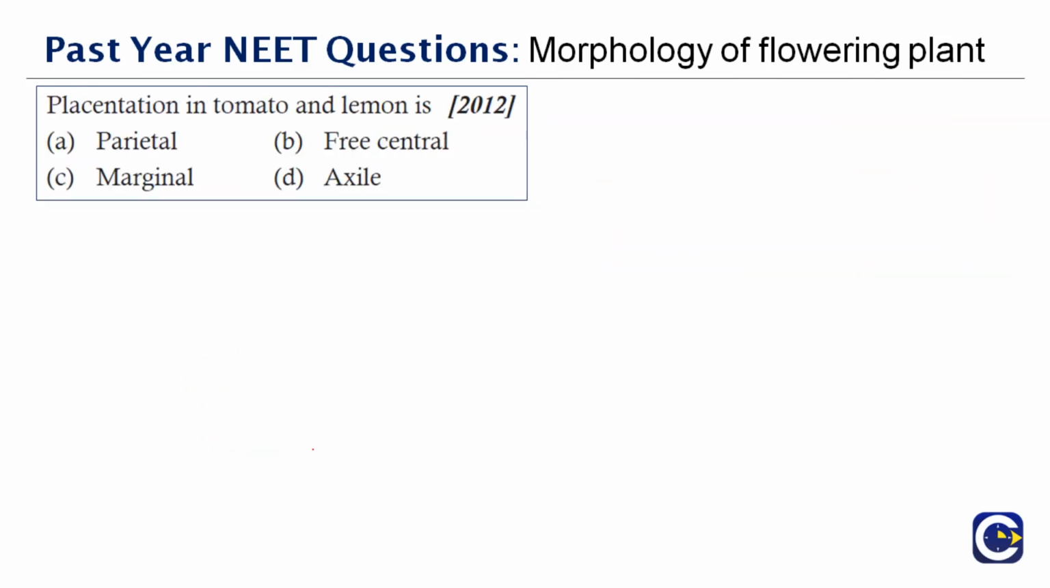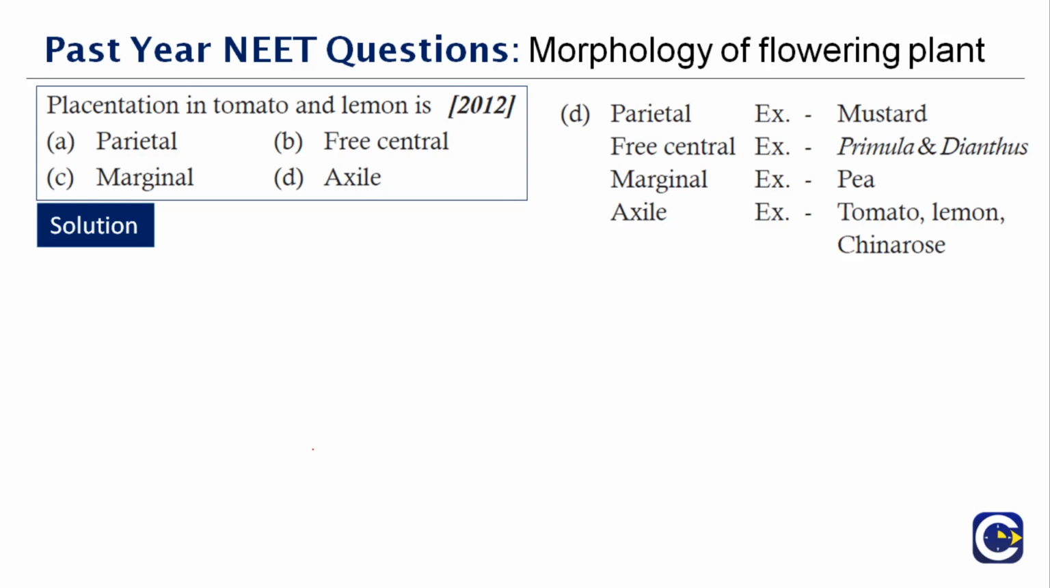Next question here. Placentation in tomato and lemon is dash, because we just now spoke about it in the earlier question. When we started with the video, we saw the lemon has axile, therefore it works for tomato as well. Parietal is found in mustard, free central is found in, they have given you primula as an example, marginal is found in pea, and axile you have in tomato, lemon and China rose. Okay, next question here.